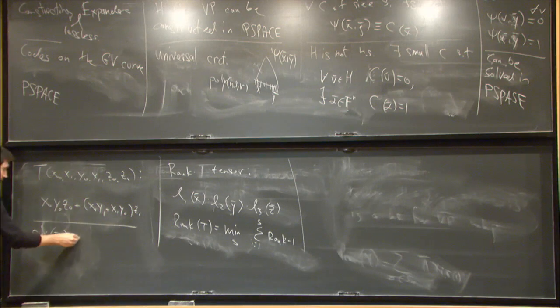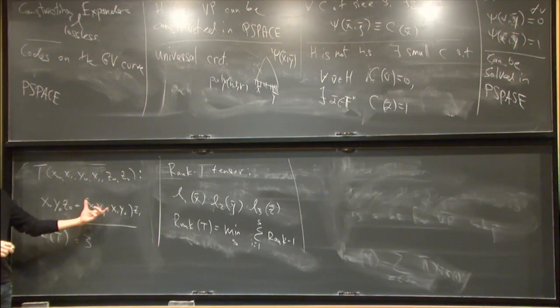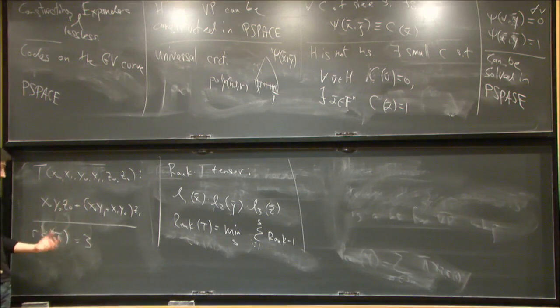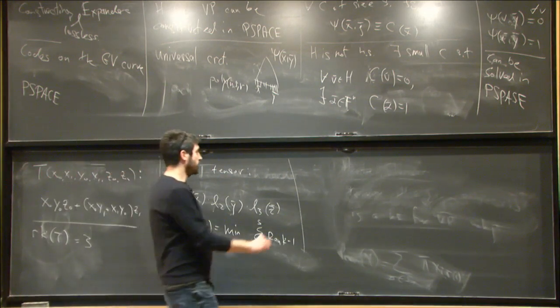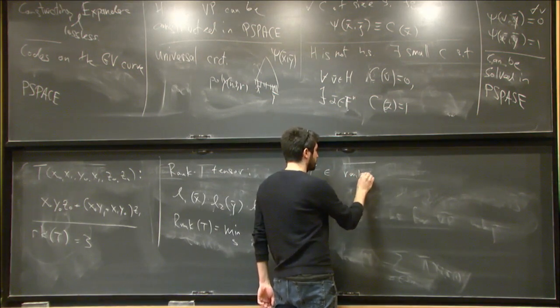So the rank of this tensor is 3. Okay, you can just prove it. Of course, if I write it as a sum of monomials, it has 3 monomials, but that says nothing, right? Because a rank 1 tensor can have many monomials. But you can prove that the rank is at least 3 and at most 3, because you have a trivial representation. Now let me show you that T is in the closure of rank 2.